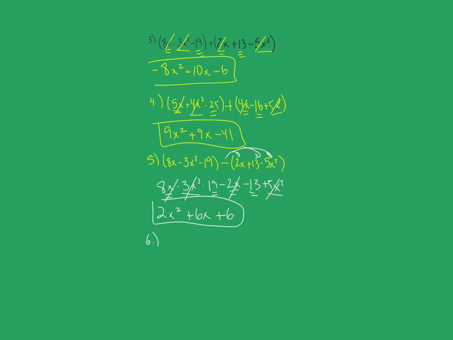Number 6, very similar concept. I'm going to have 5x plus 4x squared minus 25 with a minus in between the parentheses. It's going to be 4x minus 16 plus 5x squared. So the minus sign is going to distribute to all three things in the right set of parentheses. This becomes minus 4x plus 16 minus 5x squared. The first set of parentheses doesn't change because there's nothing in front of it, so it's 5x plus 4x squared minus 25. I combine my like terms. 4x squared minus 5x squared is minus 1x squared. You don't need the minus 1 there, you can just put minus x squared if you want.